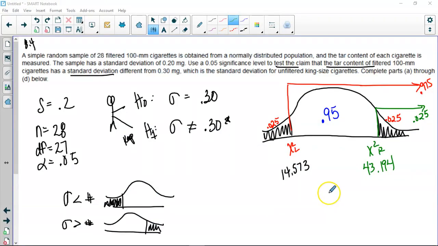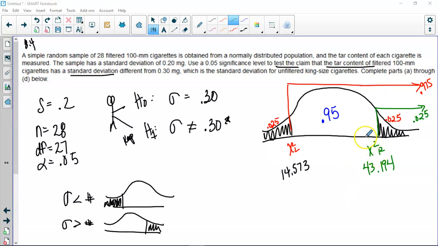All right, so now if we were doing a confidence interval, these were the two numbers, remember, that went in the denominator. And it would have read something like, find the 95% confidence interval for the population standard deviation. Like, based on the sample that you have, what do you think is going on with all of the cigarettes in the world?